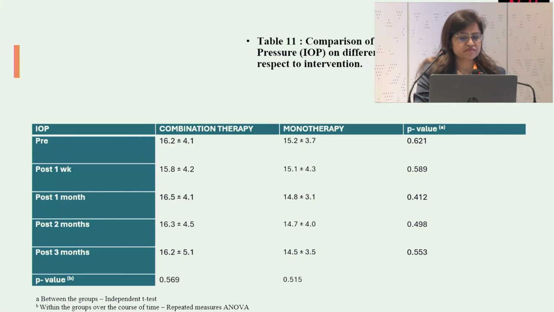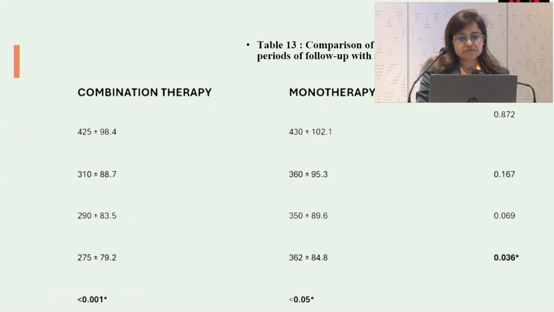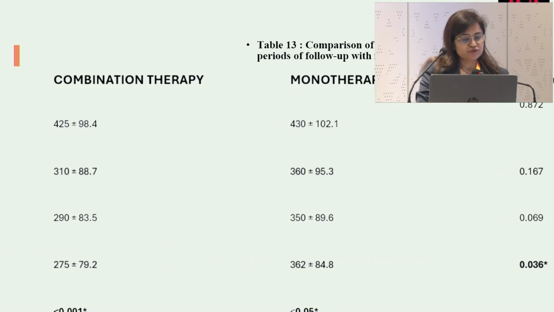There was no significant difference in the intraocular pressure either at baseline or at any month of follow-up. Also in the combination therapy group, there was no significant change in intraocular pressure at the end of 3 months. The baseline central macular thickness in both the groups was nearly similar. There was a significant reduction in central macular thickness in both the combination therapy group and monotherapy group. Also at 3 months, there was a significant difference between the combination therapy and monotherapy group, suggesting that combination of triamcinolone acetonide with ranibizumab led to a better reduction in the central macular thickness.